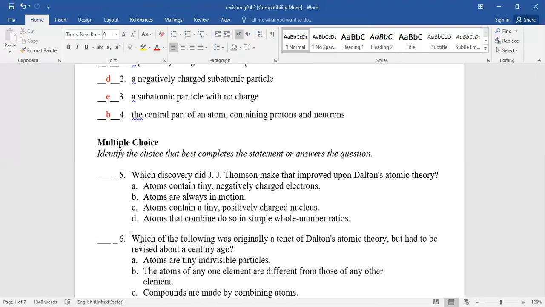And which discovery did J.J. Thomson make that improved upon Dalton's atomic theory? Number A, atoms contain tiny negatively charged electrons. Number B, atoms are always in motion. Number C, atoms contain a tiny positively charged nucleus. Number D, atoms that combine do so in simple whole number ratio. And what we get as improvement will be number A, that they contain negatively charged electrons. So the answer will be A.